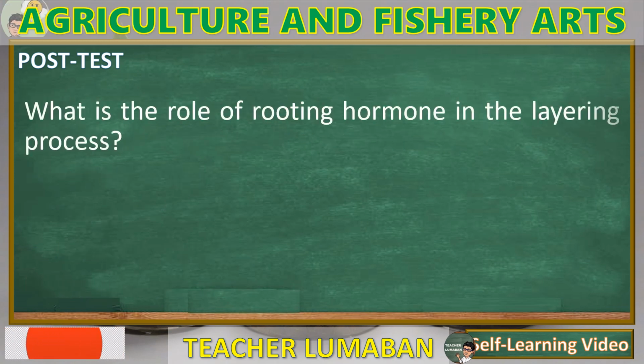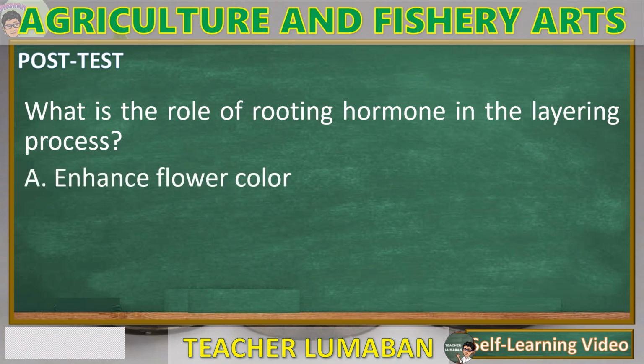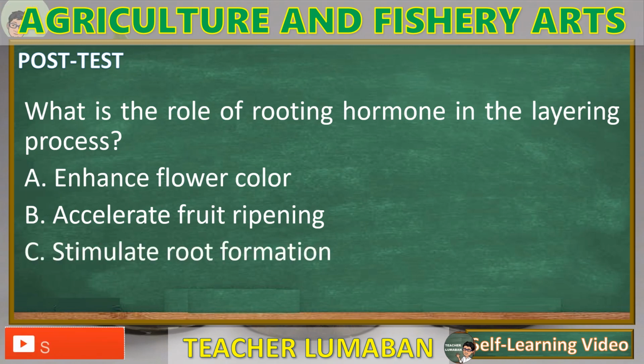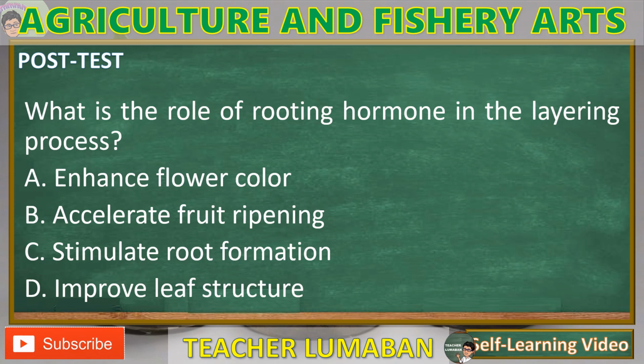What is the role of rooting hormone in the layering process? A. Enhance flower color. B. Accelerate fruit ripening. C. Stimulate root formation. D. Improve leaf structure.